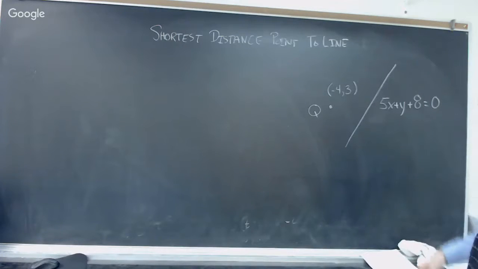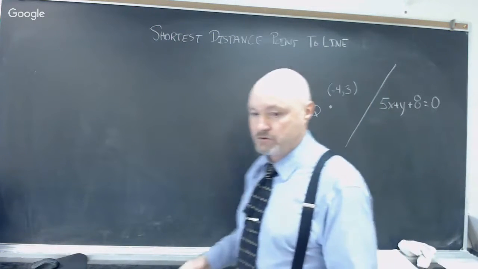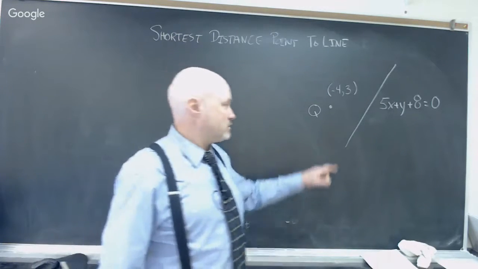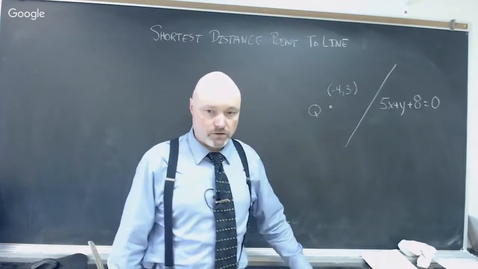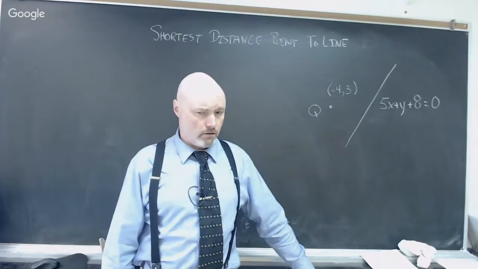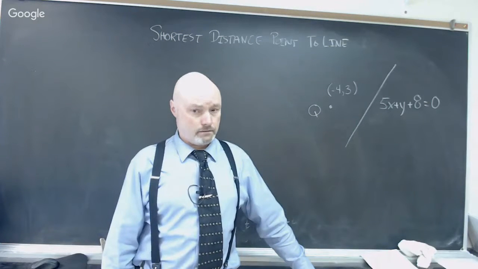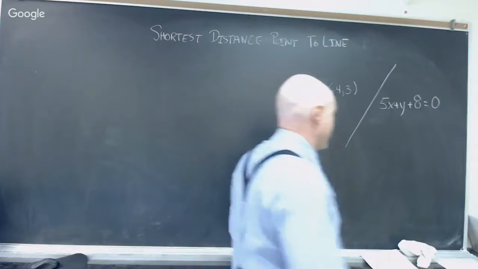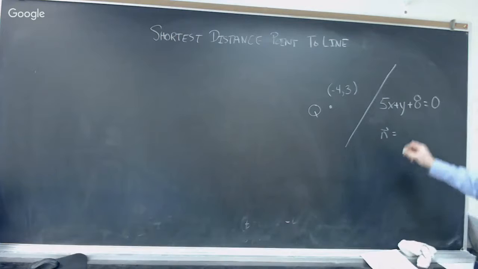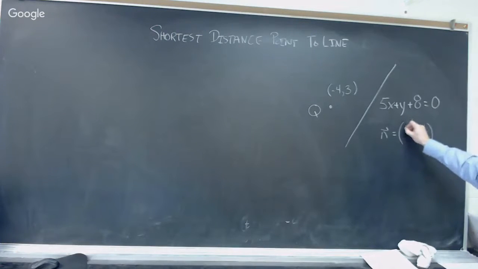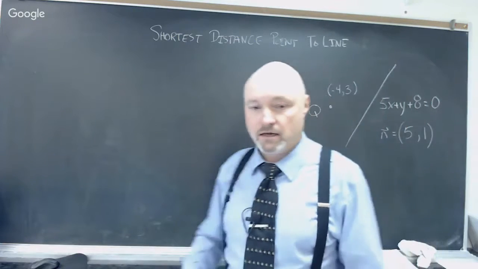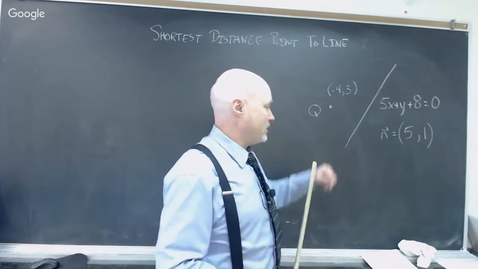So here we have a line, 5x plus y plus 8 equals 0. That is our scalar version of the line. We want to know the distance between Q, which is (-4, 3), just kind of arbitrarily chosen, and the line. So here's our technique. We know what the normal is to this line. The normal to this line is (5, 1). We just look at the scalar values and we know, based on those coefficients, what the normal is.